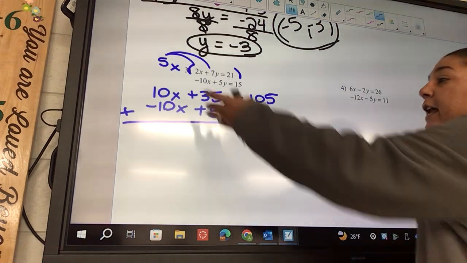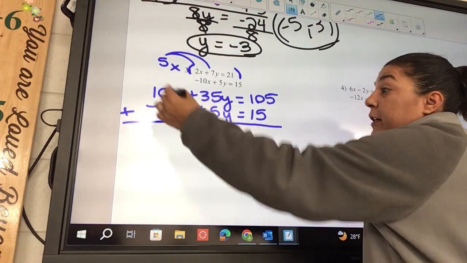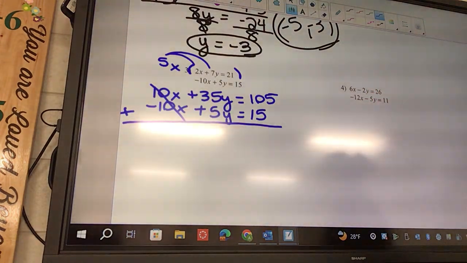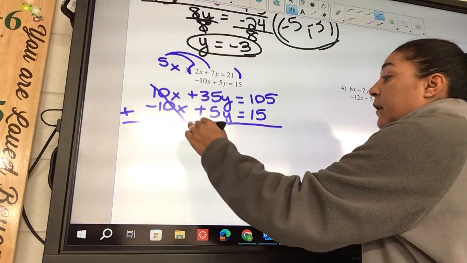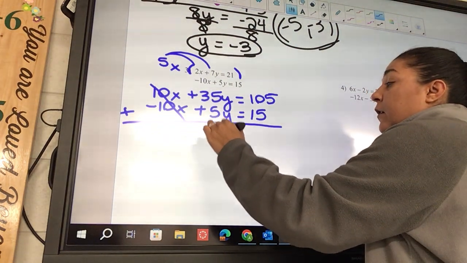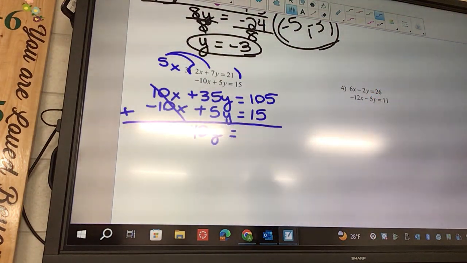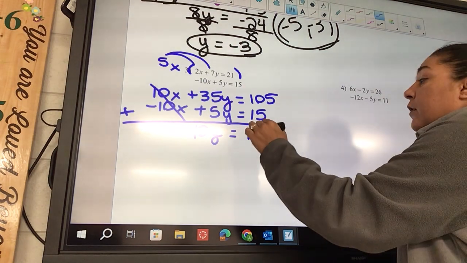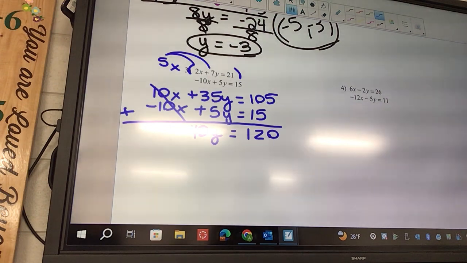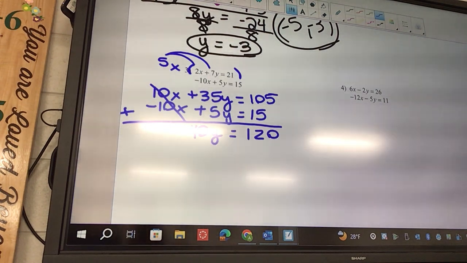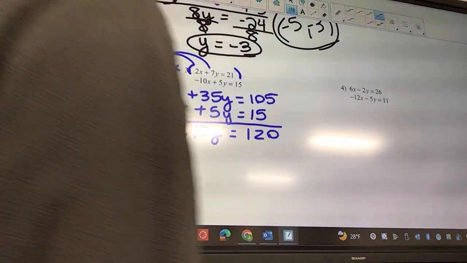Okay, so 10 plus negative 10 is going to be 0. Those are going to cancel. 35 plus 5 is 40y. Negative 105 plus 15. I know what you meant. Okay, and then what needs done? Divide by 40.